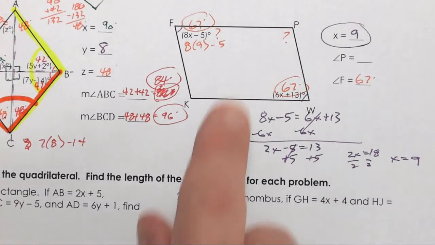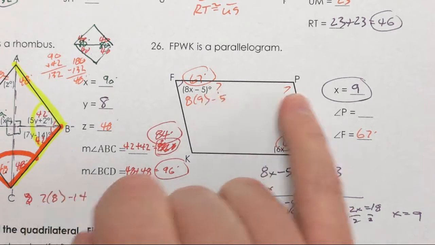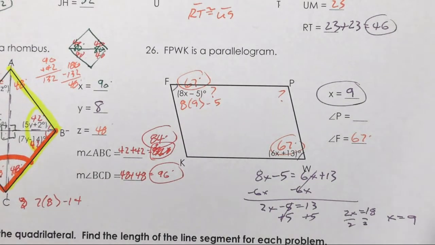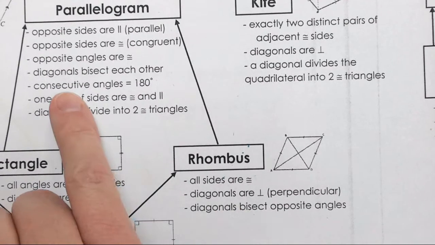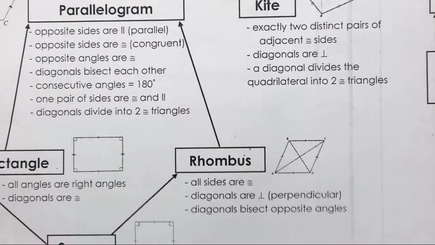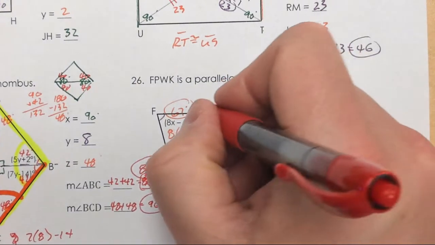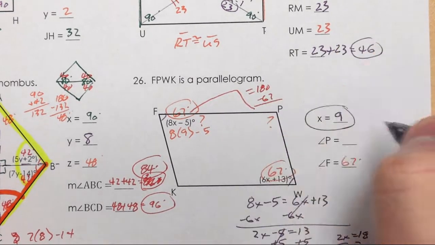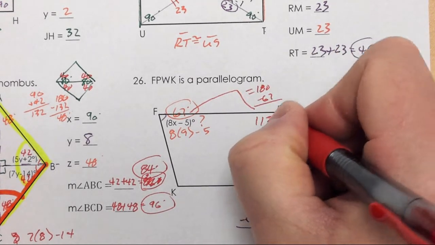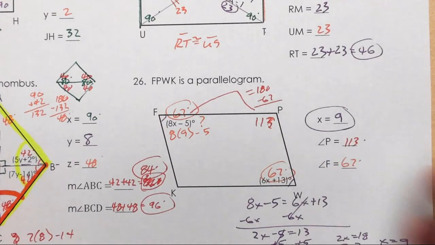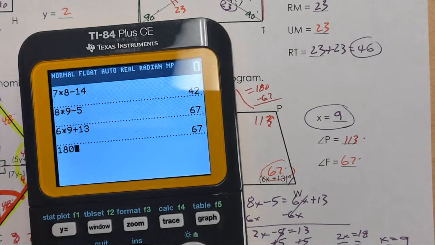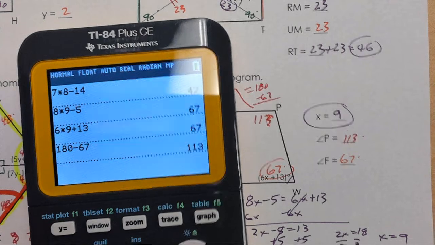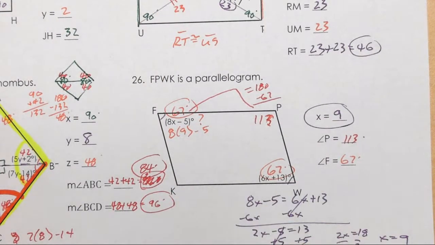And then what's special about like F and P? Well, those angles are consecutive angles. They're angles that are right next to each other, and we know those must equal 180 degrees. So I know that these two must equal 180. So if I take away 67 from 180, I get 113 degrees. That is angle P. So just double check that. 180 minus 67 gets me 113 degrees. And that gets me the last answer to the last problem I'm going to do in this video.